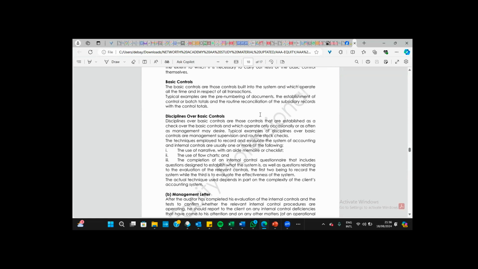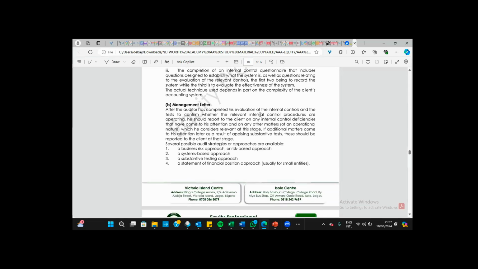So what that means is that these are controls that are established as checks over basic controls, which operate only occasionally or as often as management may desire. Examples include routine stock checks. Internal audit will just say, let me go and do impromptu visits to some of the departments without announcing that they are coming, just to check that they are doing what is right. Because ordinarily, if you are doing what is right, whether you are being monitored or supervised or not, you keep doing that right thing. That's the essence. So they want to check that the organization is doing the right thing all the time. Okay, I've talked about management letter. I've talked about that before.